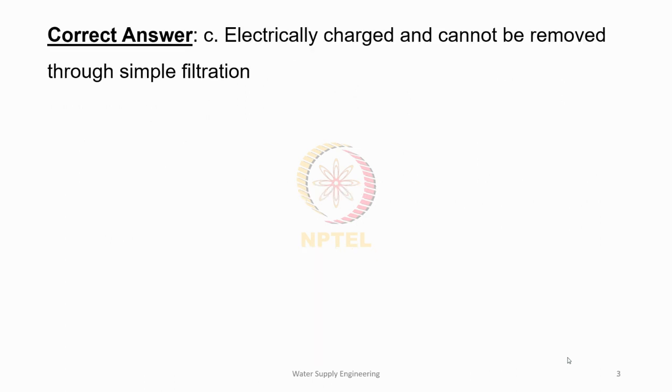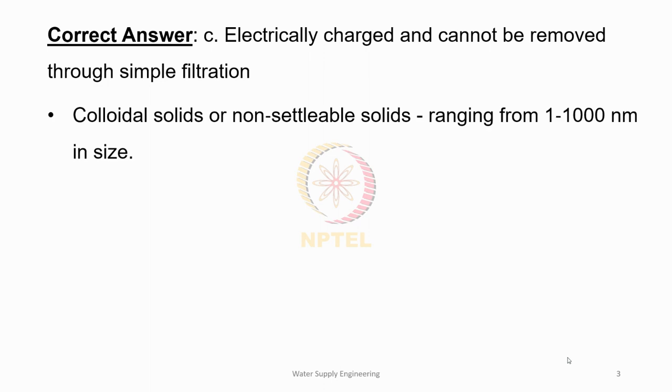The correct answer is option C, electrically charged and cannot be removed through simple filtration. So, colloidal particles are the particles that have an electrical charge. Also, the removal of colloidal particles is not achieved by simple filtration. So, let's see how the particles are classified and what the properties of colloidal solid particles are. So typically, colloidal solids are particles that range between 1 nanometer to 1000 nanometer.